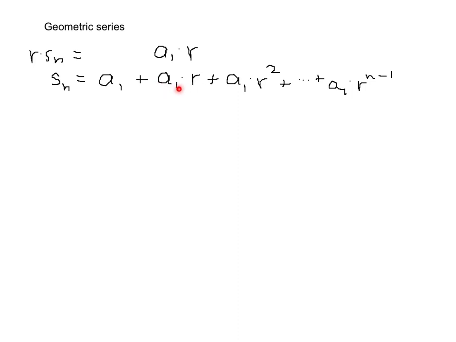When I multiply a sub 1 times r by r, I get a sub 1 times r squared. And so do you see how this pattern is working? The term right before this, which would be a sub 1 times r to the n minus 2, is going to give me this. And finally, if I multiply a sub 1 times r to the n minus 1 by r, I get a sub 1 times r to the n.